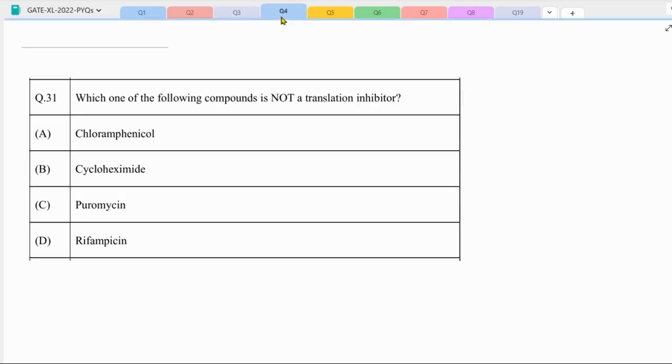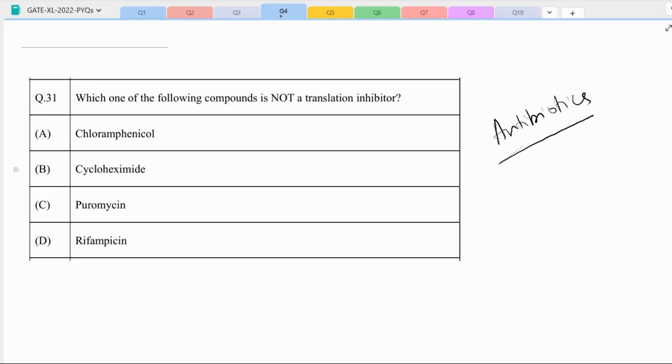Moving on. Which one of the following compounds is not a translation inhibitor? So all these are antibiotics, and it is again very important to know the mechanism of action for various antibiotics. So I keep telling this in many of my previous videos as well, that antibiotics are a pretty frequently tested question in various biology competitive exams.